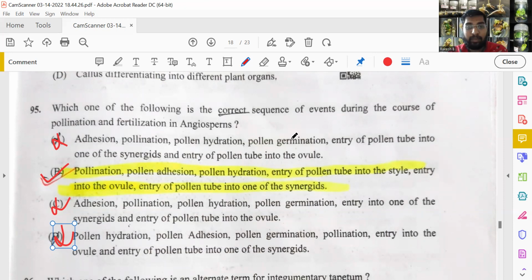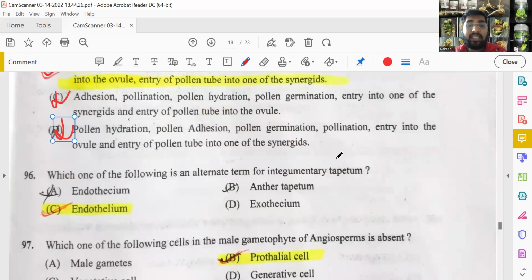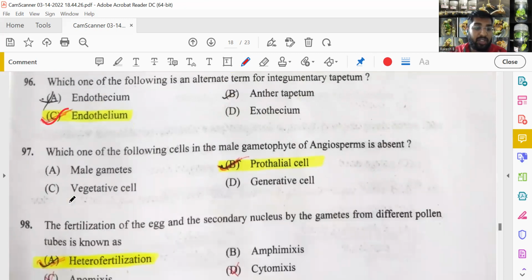Very, very important. This may be another question: who was the discoverer of double fertilization? Strasburger. Which one of the following is an alternate term for integumentary tapetum? Endothelium is also called integumentary tapetum. Direct question. Which one is absent in the male gametophyte? The prothallial cell is absent. You have male gametes. The pollen tube develops into a vegetative cell and a generative cell, and this generative cell has these two gametes. So all these things are present. The prothallial cell is absent. That is the answer for this question.